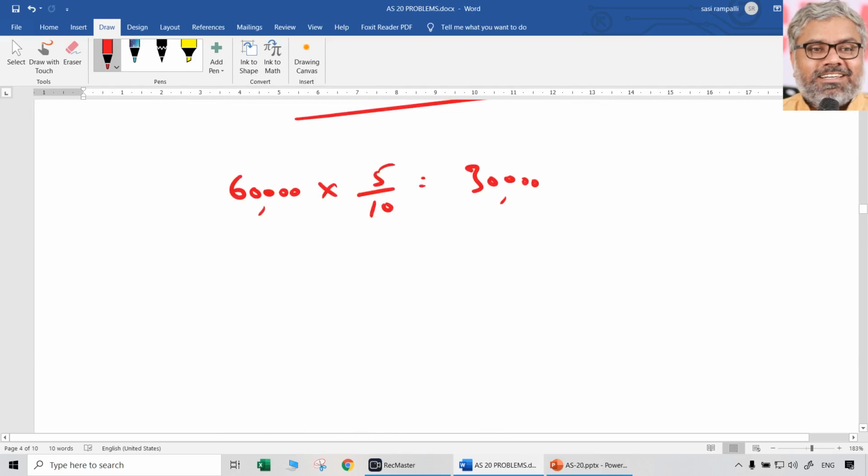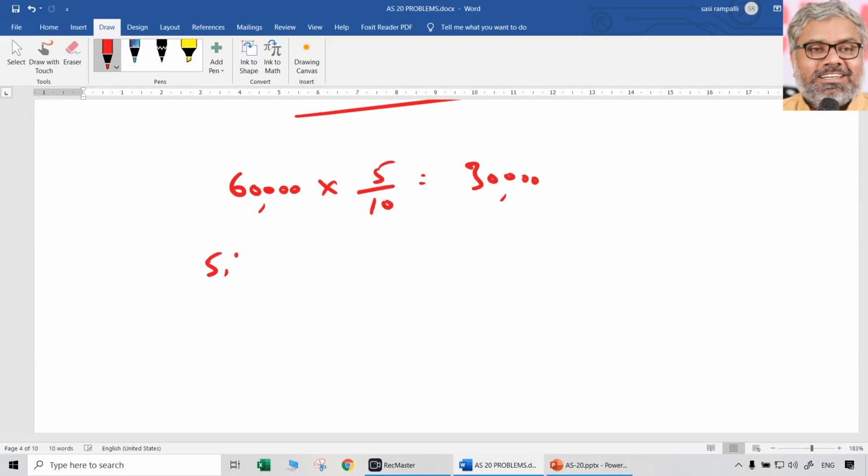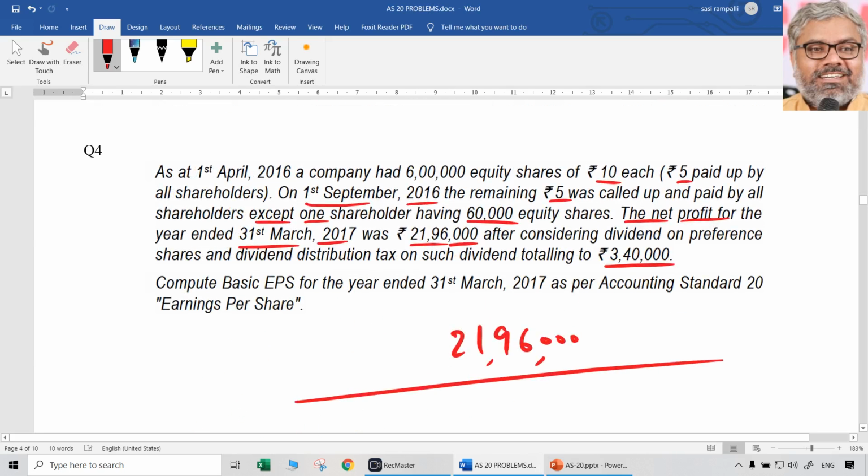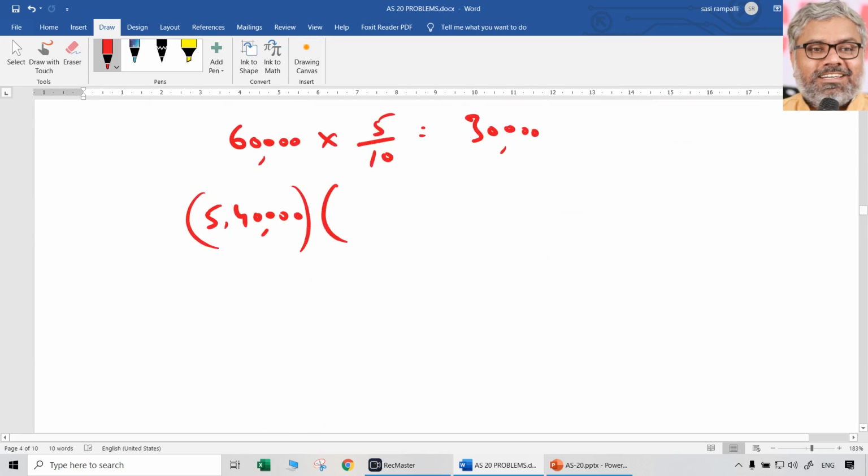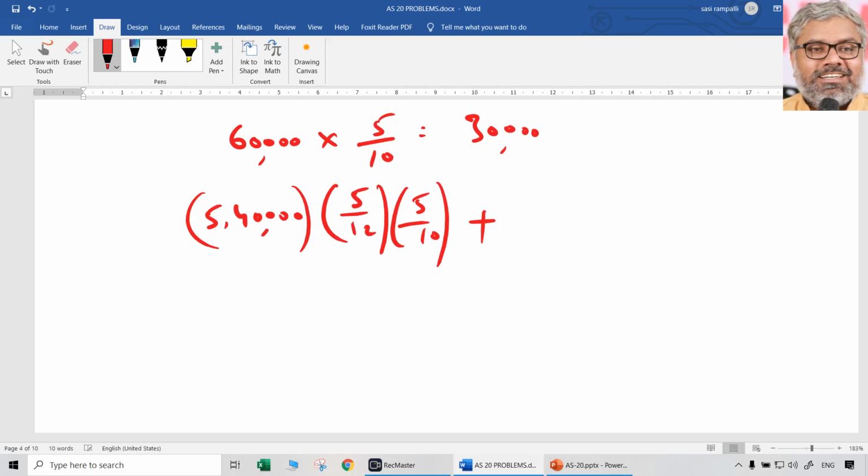But for the remaining 5,40,000 there is a point. For the remaining 5,40,000 number of shares, when was the 5 rupees called up? That was on 1st September, right? So that means April, May, June, July, August, 5 months. But how much was paid then? That was 5 by 10, and that was for the first 5 months.